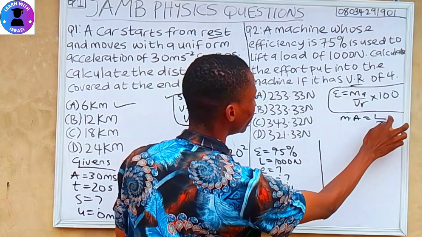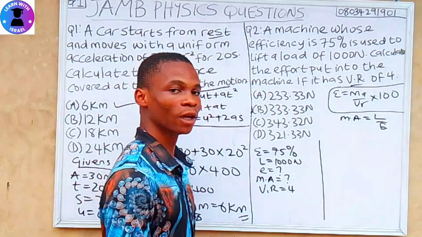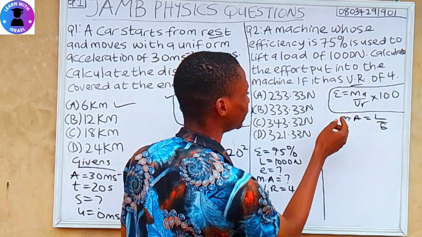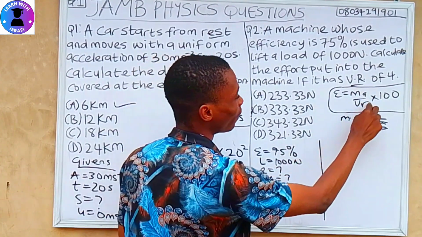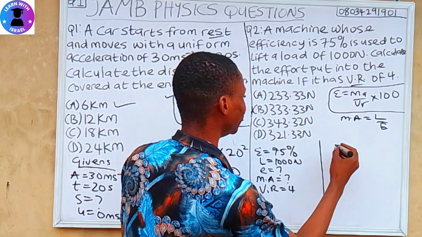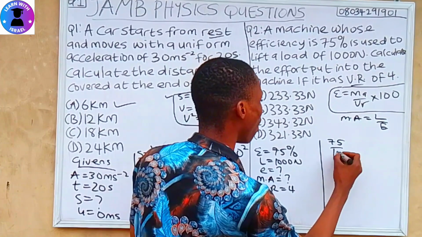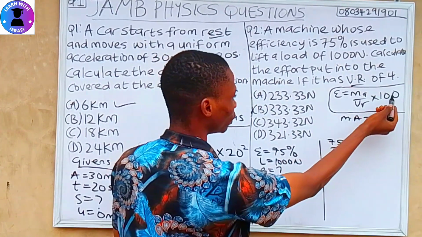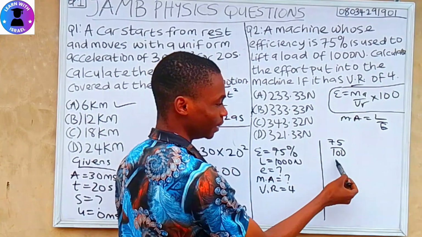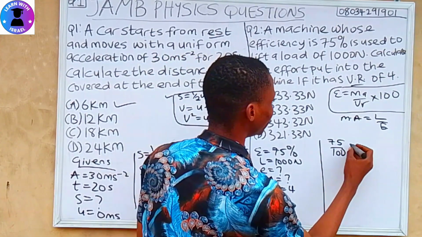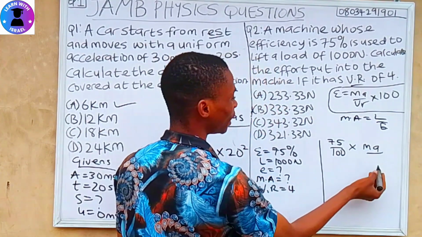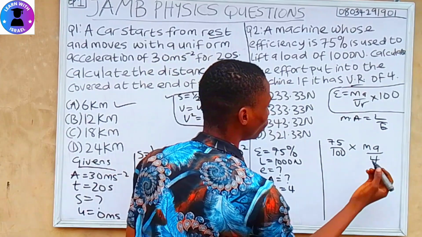We only know our load as 1000 Newton, so we cannot continue with this. We have to know our mechanical advantage using this, since we have our efficiency here and our VR, which is velocity ratio. So let's just input it. Our efficiency is 75 over 100. 75% is also 75 over 100, so this 100 also represents it. There's no need of adding this 100 again. Multiply by MA over VR. We won't write VR here because our VR is 4, we just change it to 4.